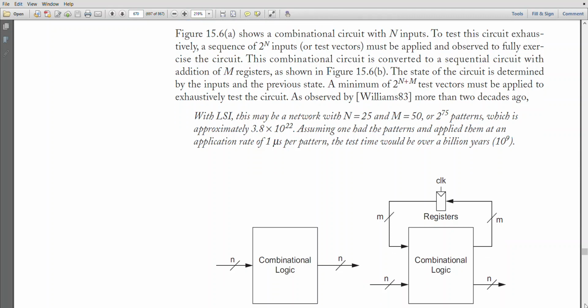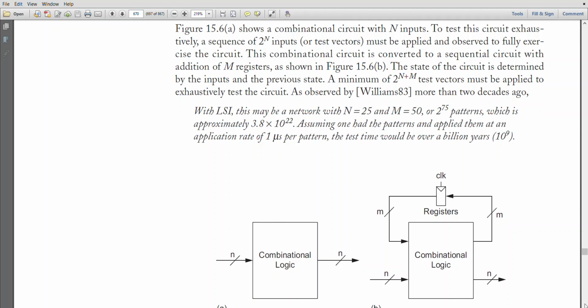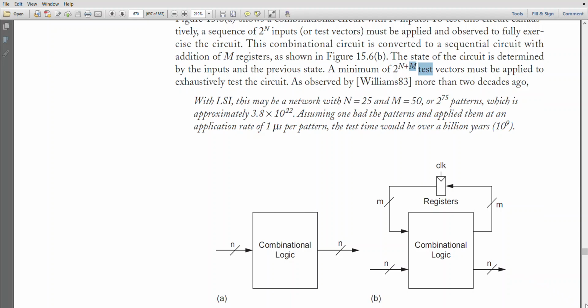This combinational circuit is converted to a sequential circuit when m registers are added, as shown in figure 15.6b. So this is the combinational logic and this is the sequential logic. The state of the circuit is determined by the inputs and the previous state. A minimum of 2 to the power n plus m test vectors must be applied to exhaustively test the circuit in this case of m plus n. Okay, this we also discussed in the sequential testing design.